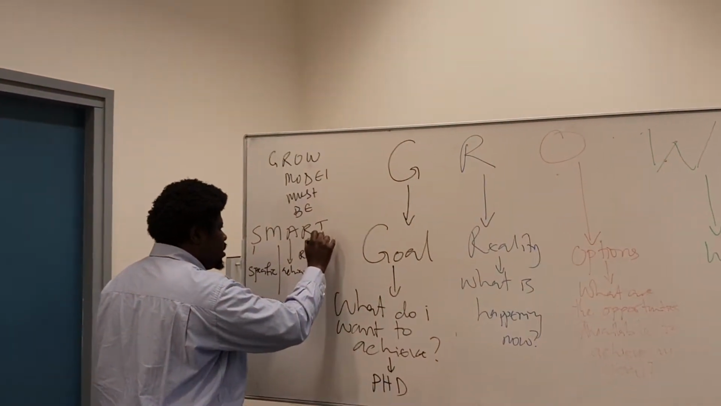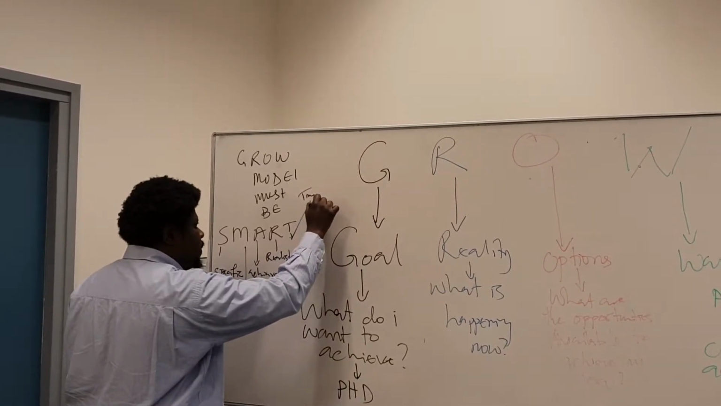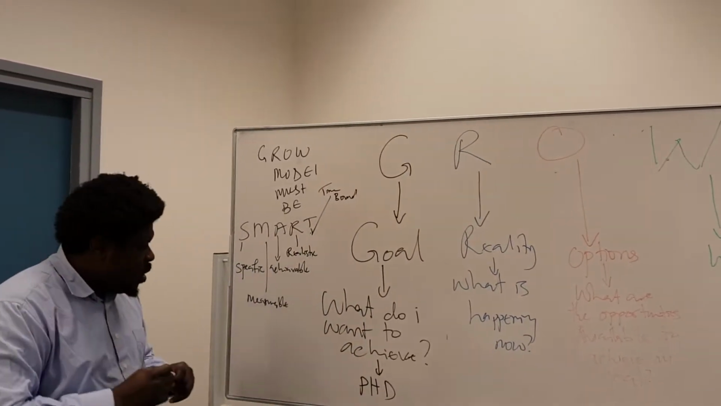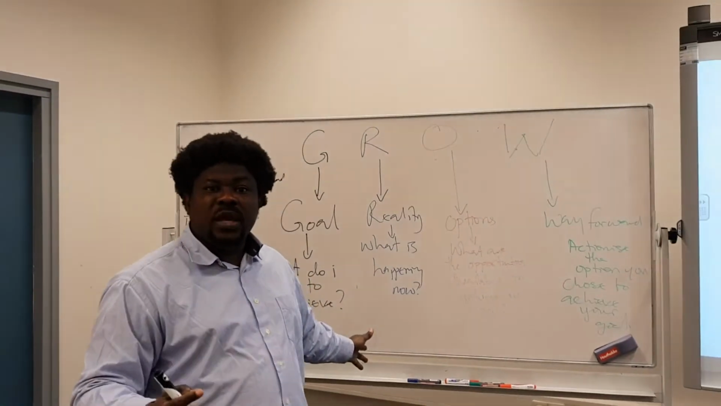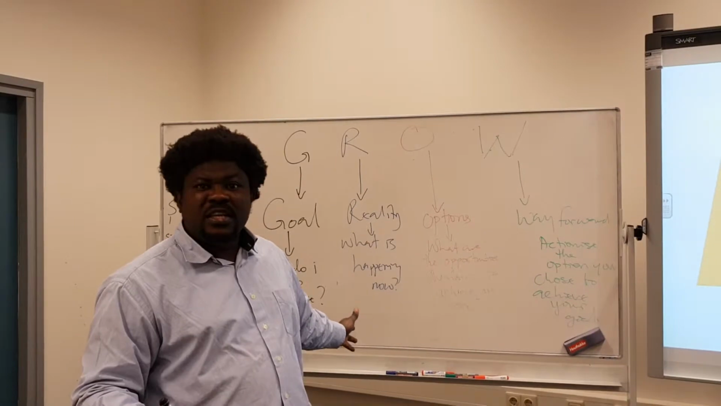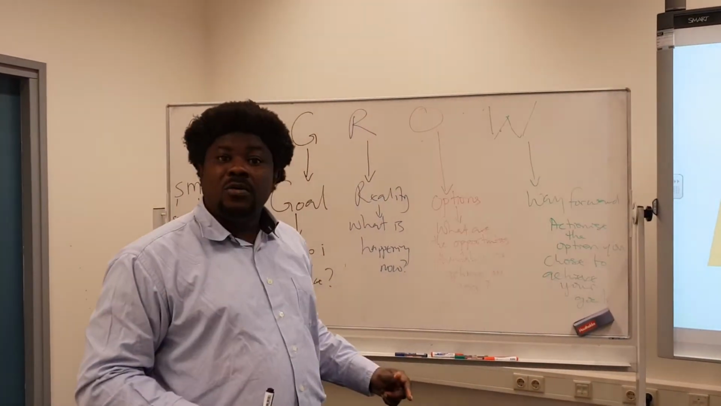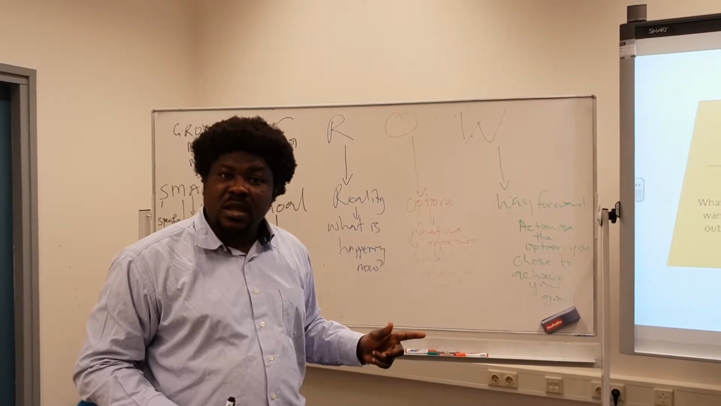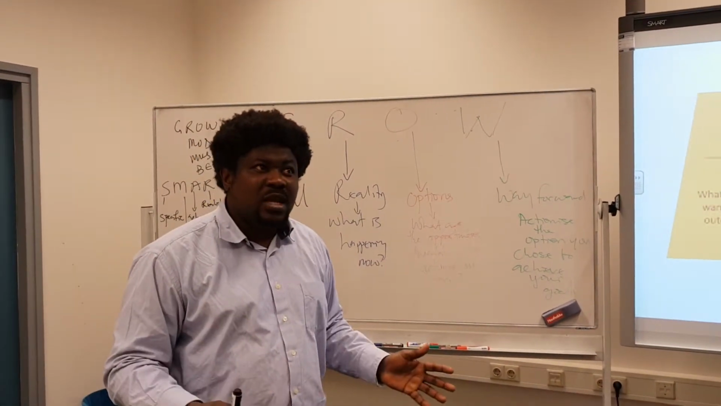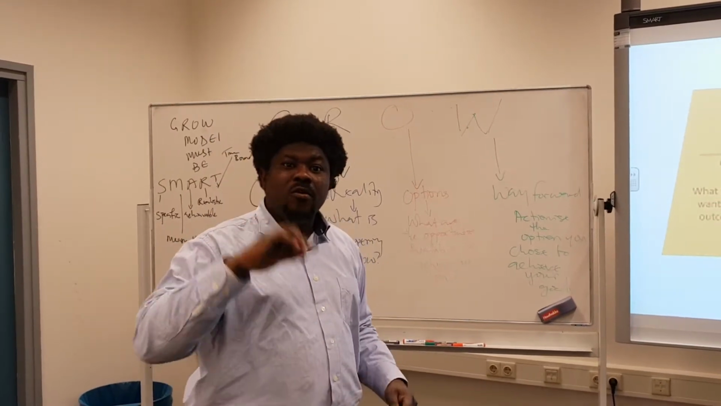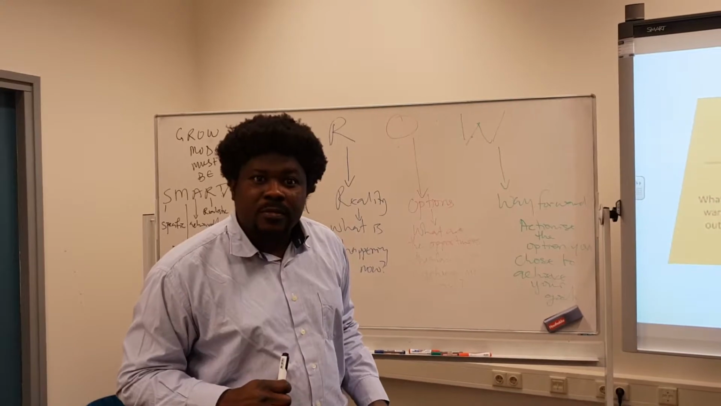And it must be time bound. So when I say that I have a goal, and my goal is to get a PhD degree, is it a smart goal? No. But when I say I have a goal to get a PhD degree, and a PhD takes about 4 or 5 years, and this is 2019, I say I have a goal to get a PhD by 2024.